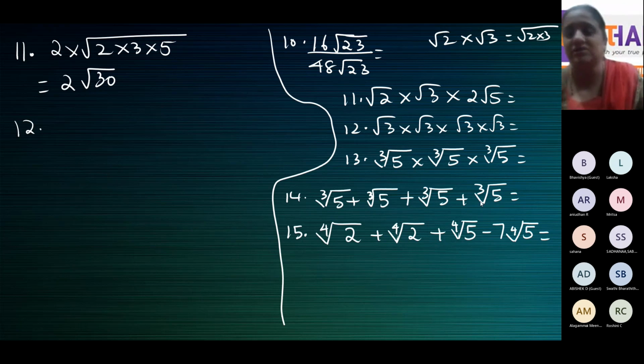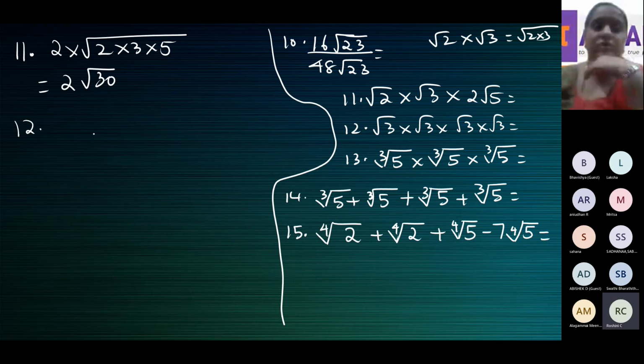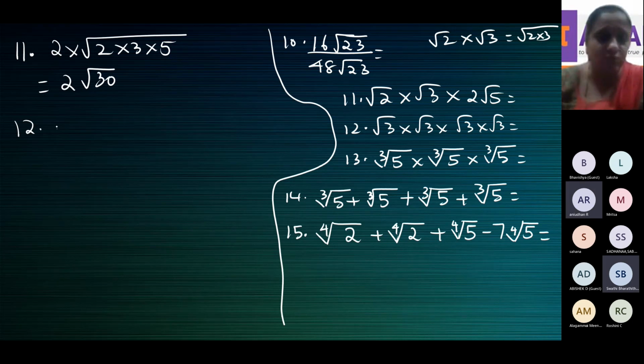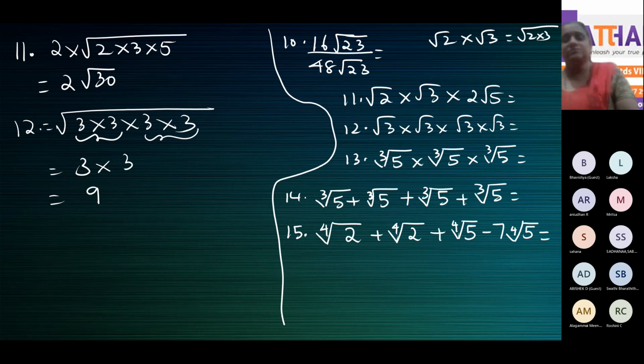Are you all getting the same answer? Yes, ma'am. Okay, all right, children. The 12th one: square root of 3 into square root of 3 into square root of 3 into square root of 3. Multiplication. So it is square root of 3 into 3 into 3 into 3. Now from 2 3s, 1 3 comes out of the square root. So 3 3s are 9. Am I right? Yes, ma'am. If you have gone wrong, please take it down.